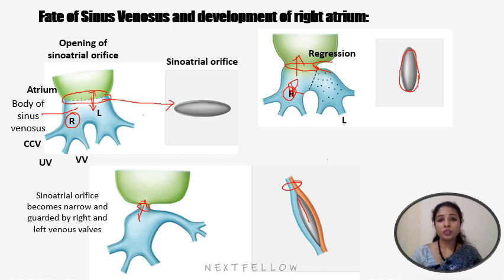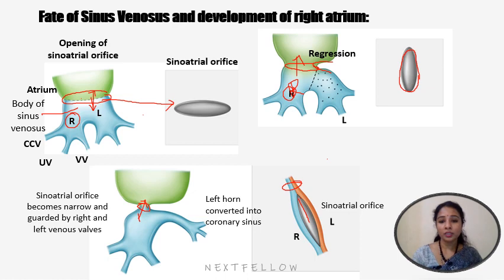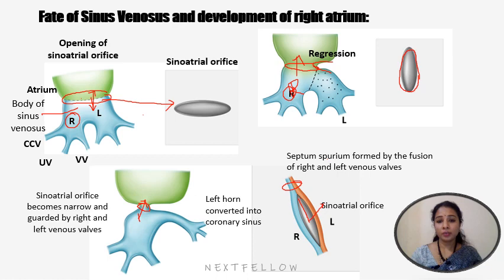The right horn of the sinus venosus receives all the venous blood through the superior and inferior vena cava, whereas the left horn regresses and becomes only the coronary sinus. So the left horn is converted into the coronary sinus. This is the right venous valve, the left venous valve, the sinoatrial orifice in between, the gap between, and this is the septum spurium, which is formed by the fusion of the right and left venous valves.